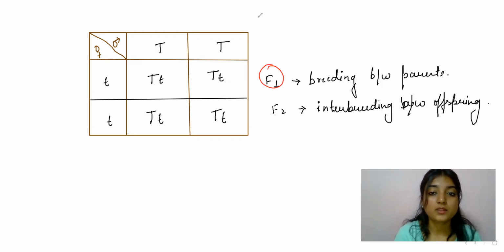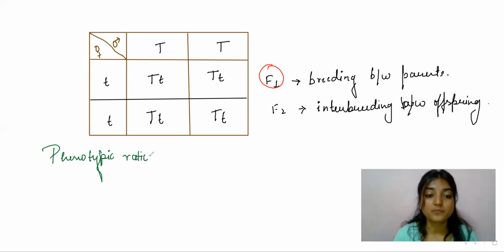Now you have to write the phenotypic ratio, which I already told you about. Phenotype means the physical appearance of an organism. So here it is tall, tall, tall, and the fourth one is also tall. So 4 tall and 0 dwarf. The ratio will be 4 is to 0, where the 4 is tall, whereas 0 is dwarf.